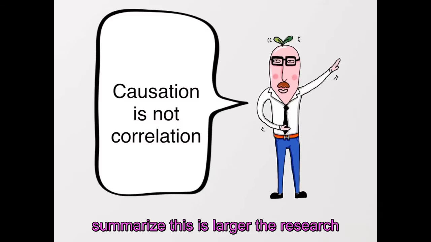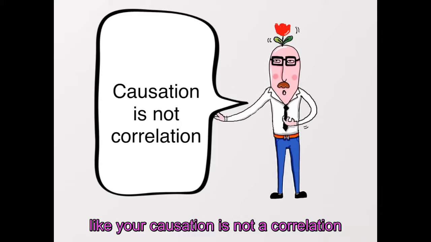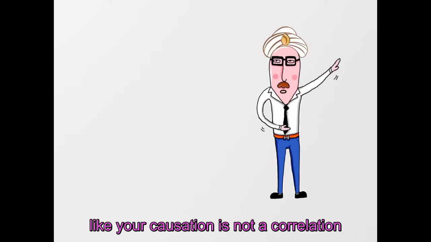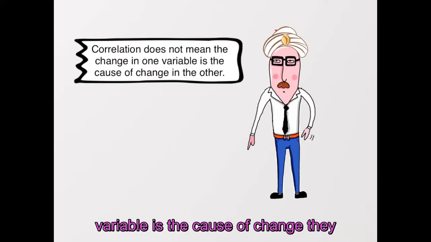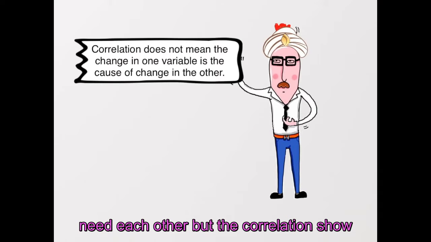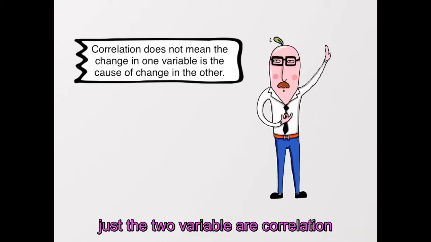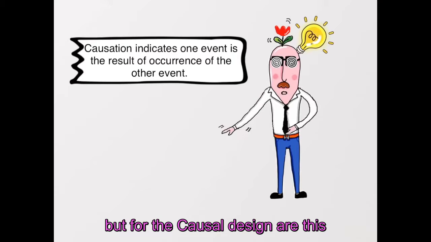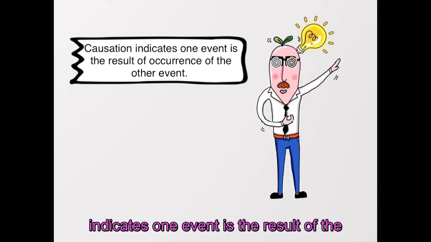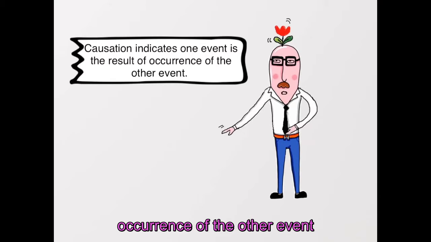To summarize, this is about causation, not correlation. Correlation does not mean the change in one variable is the cause of change in the other; it shows just that the two variables are correlated to each other. But the causal design indicates one event is the result of the occurrence of the other event.